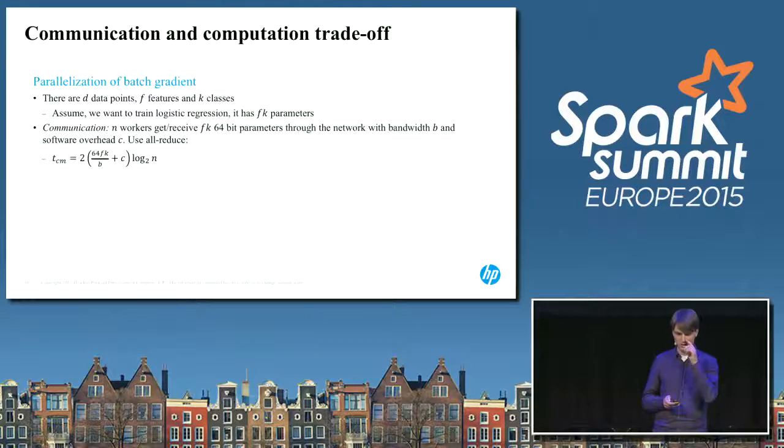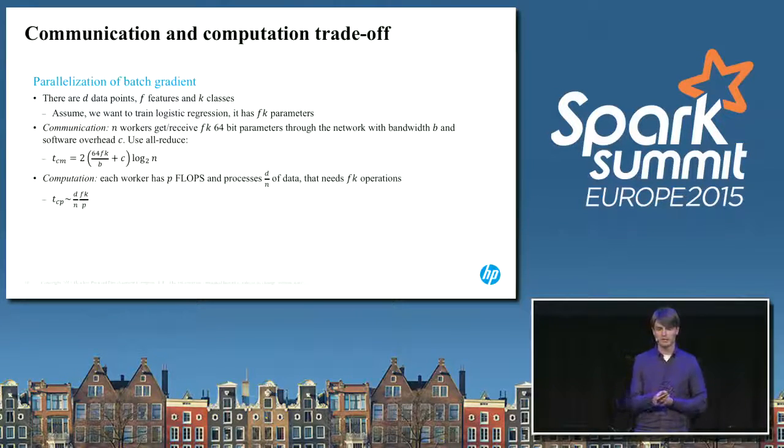Let me explain it in more detail. The first factor of two comes from the fact that there are communications in both ways. In the first place, the master sends the parameters to all the workers, and in the second place, workers send gradients to the master. So there are two communications. 64 times FK divided by B is just the time needed to transfer one vector of parameters for one worker. C is our constant for software overhead, and the logarithm means that we are doing all-reduce style communication. So we are doing it in several layers, which is better than sending one to everyone.